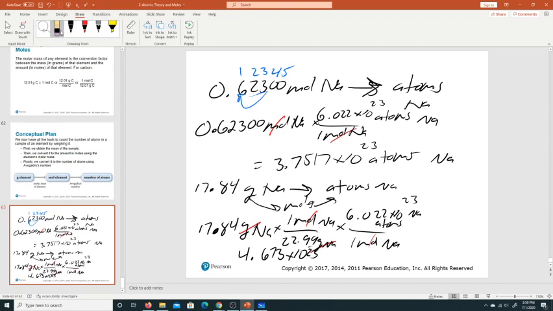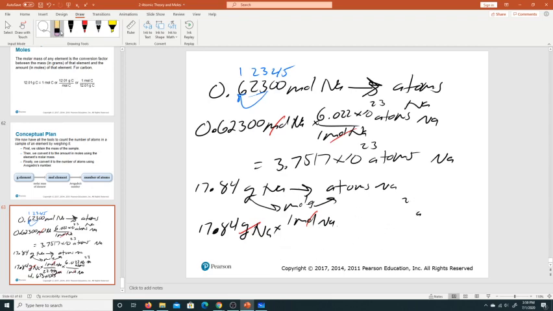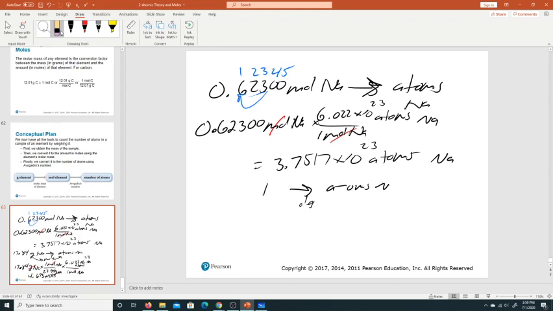So this is a brief review of how to do some of these mole problems. Again, I have much more detail on this in my Chem 1025 videos. So if you don't remember how to do this from Intro to Chem, please go back and watch those videos for more information.